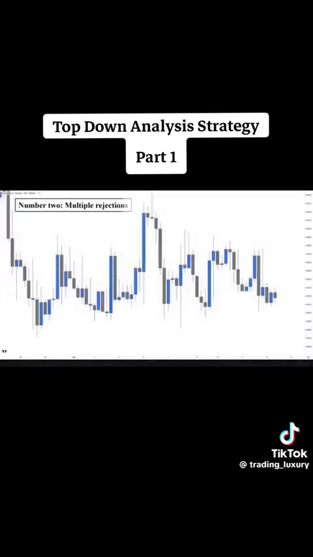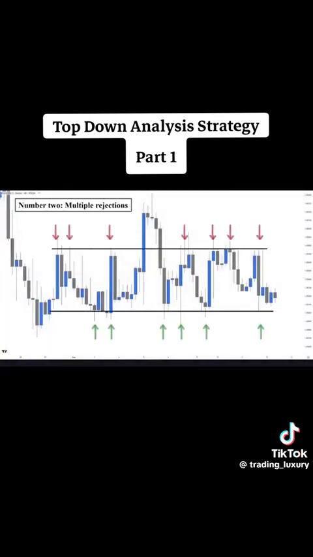Number 2. Multiple rejections. Multiple rejections from an area show that traders took action at this same level at different times, making it more powerful.